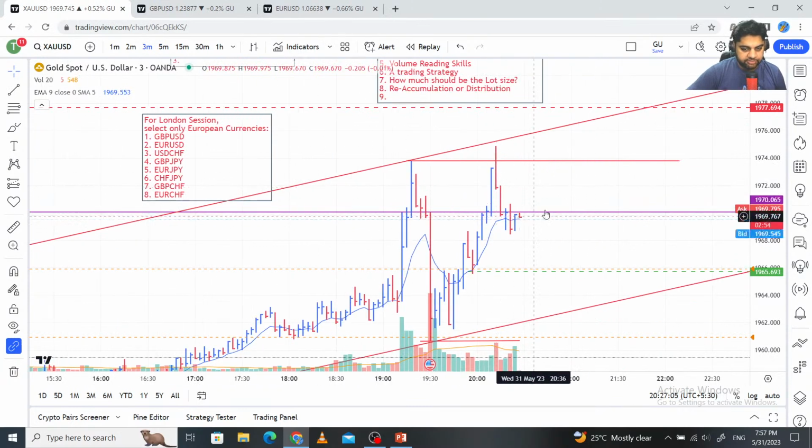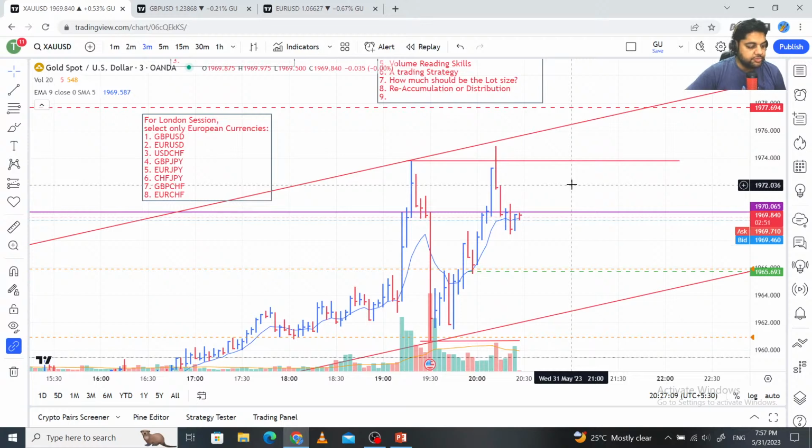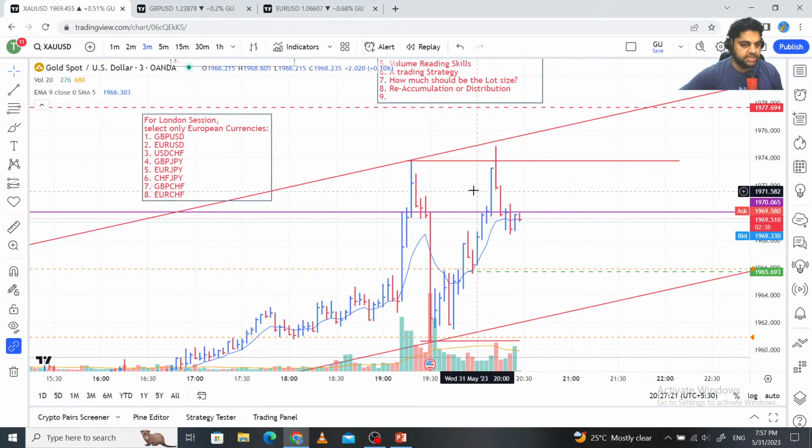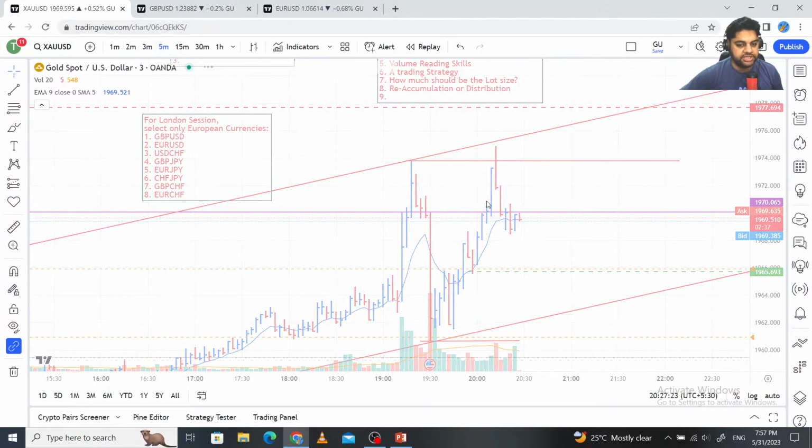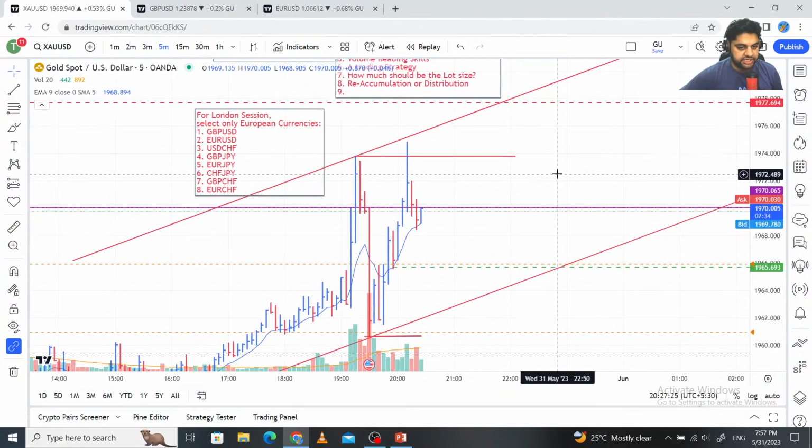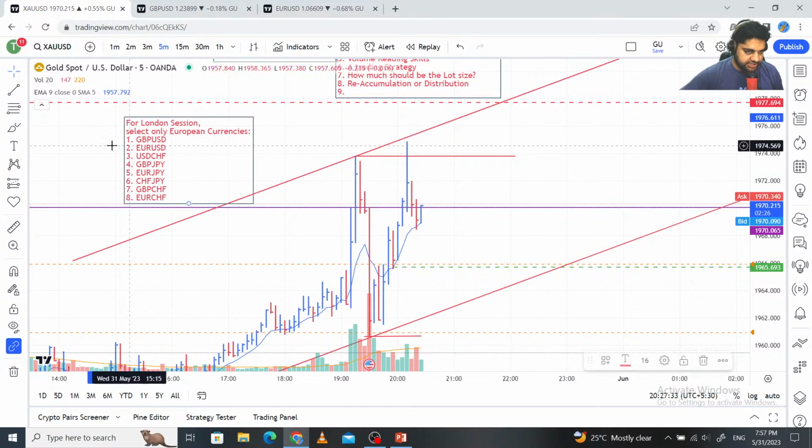You can also do it with gold, but as I told you, gold does not give you many trading opportunities, so you should stay away from gold in the London session. But in the New York session you can always trade gold. Don't do it in the London session, because it might not give you opportunities as good as the GBP USD or the other currencies will give you.